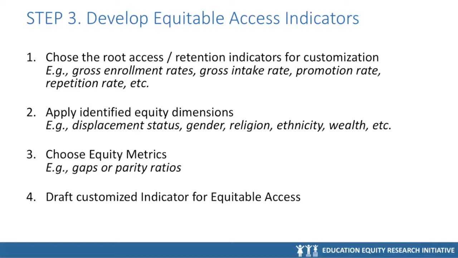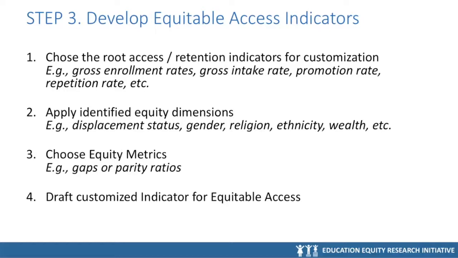Then the second sub-step in this process is about applying the equity dimensions that were previously identified in step 1, making it very explicit as this equity dimension is going to be integrated into the formulation of the indicator. The third sub-step in this process is about choosing the equity metrics. There are few equity metrics available.